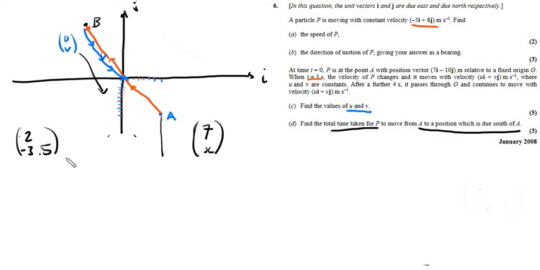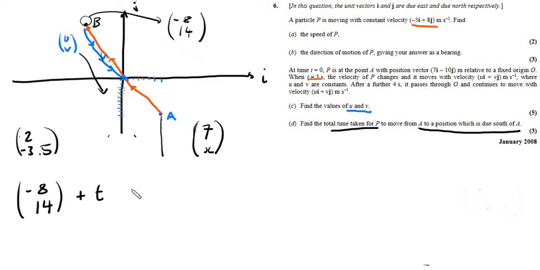So let's set up an equation. We know that the position vector of B from the previous question is (-8, 14). So it's starting off at B, so let's write that down. (-8, 14) plus some time t times the velocity vector (2, -3.5) is going to give us 7 and then some j vector that we don't know.